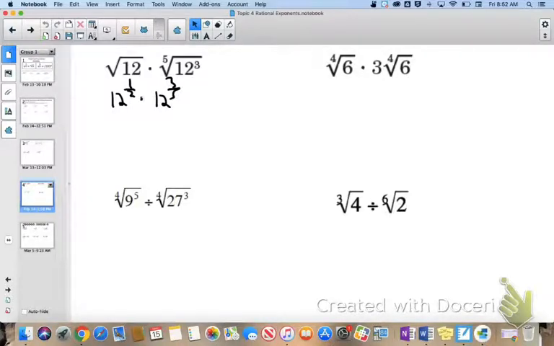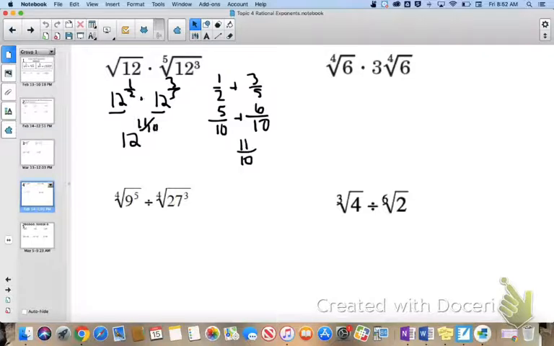So now, when you are multiplying with a like base, you add your exponents. So we've got to do 1/2 plus 3 over 5. You need a common base. So that ends up being 5/10 plus 6/10 is 11/10. So now we have 12 to the 11/10. And then we're going to write that as a radical, so the 10th root of 12 to the 11th power.